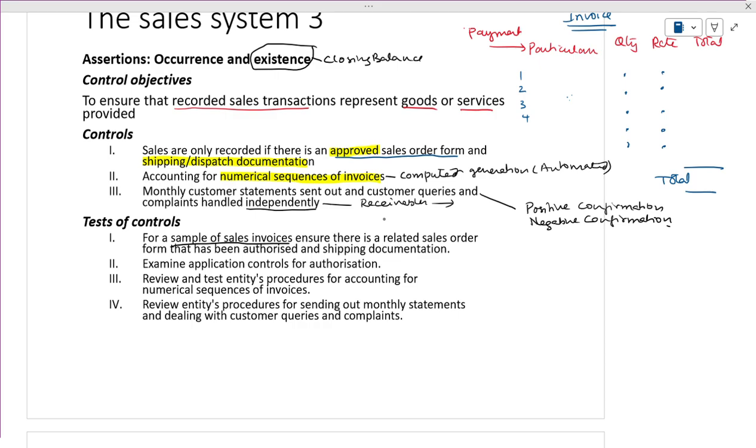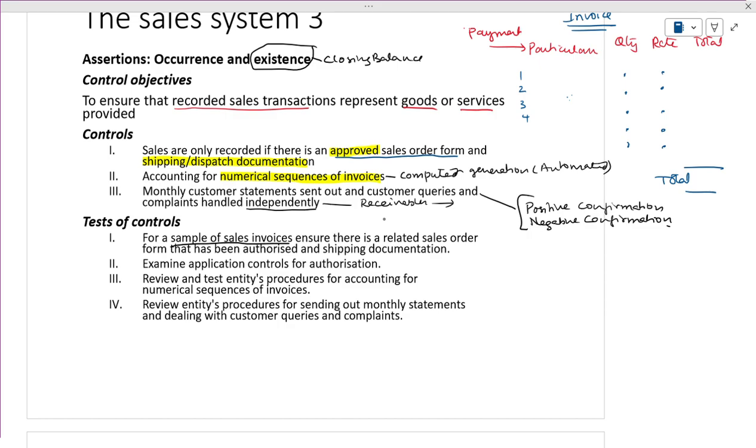We will cover this, okay? Keep it in mind. We have to reconcile. How are we going to reconcile? We will send the confirmations to them, and definitely we will get it, at least for a sample of customers. The external auditor has to send the confirmation for a sample of customers. Are you clear about this?